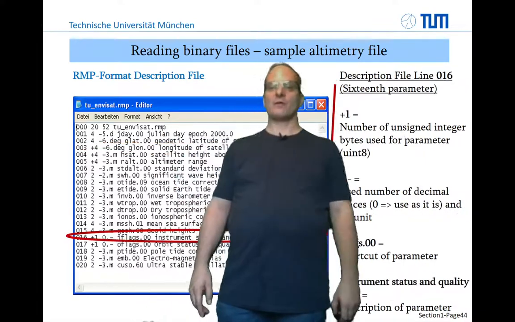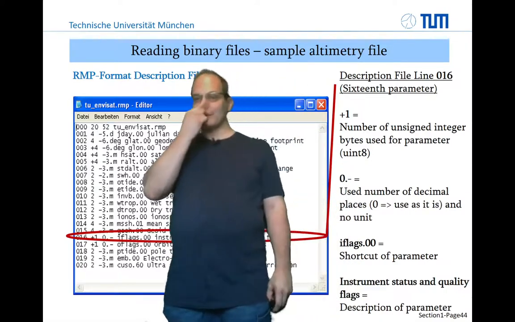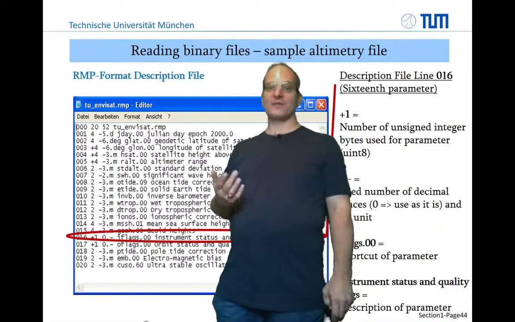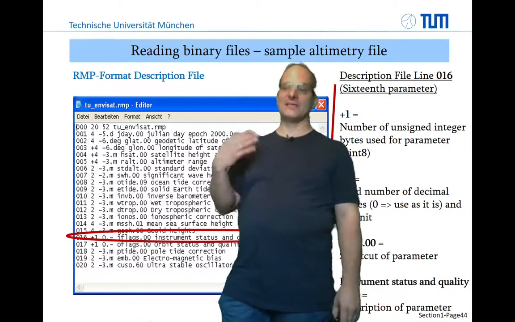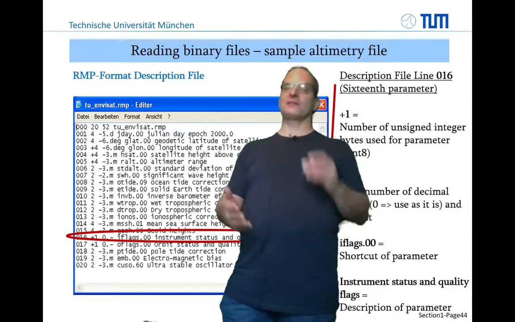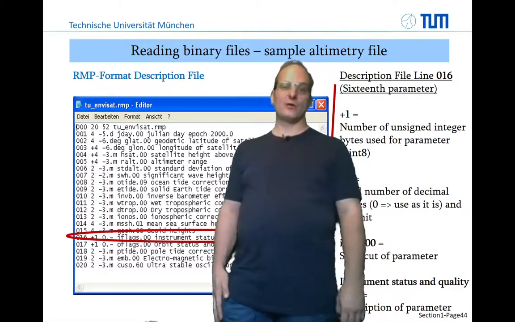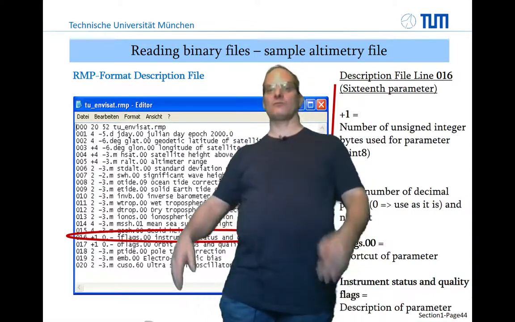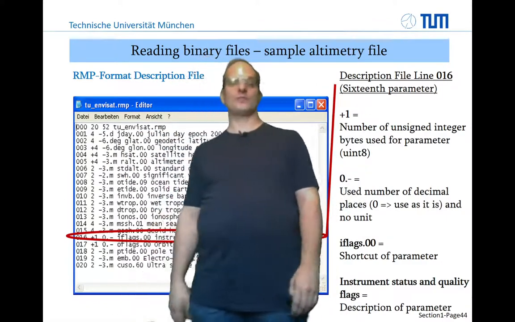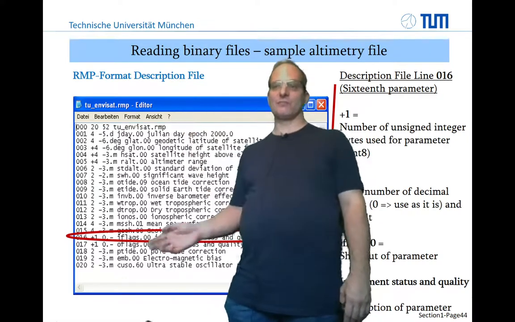And then, for example, you can also have some flags. The flags here give you information about the instrument. So it's just one byte, and with one byte you have 256 states which you can code. And with this you can give some status information, like was there a snow surface, or was it a green land, or was it whatever.